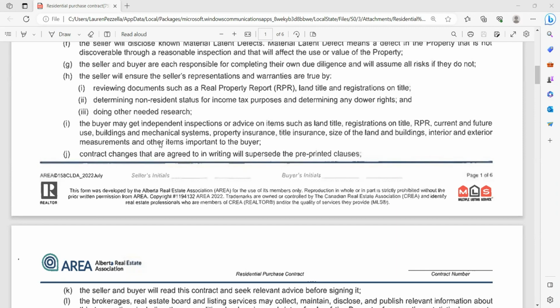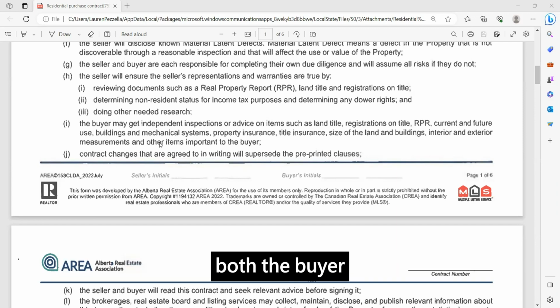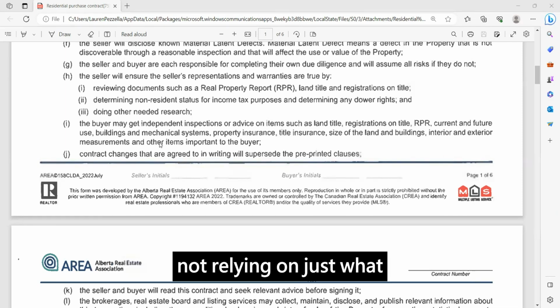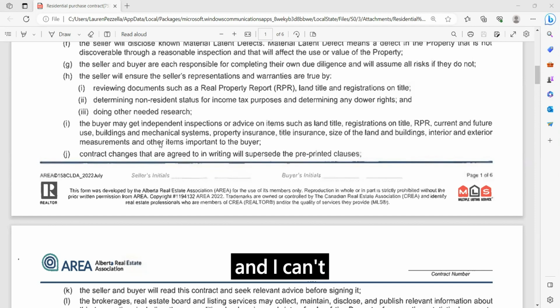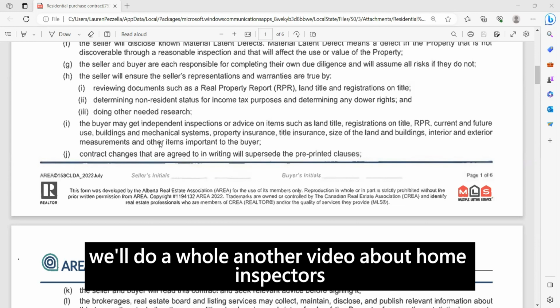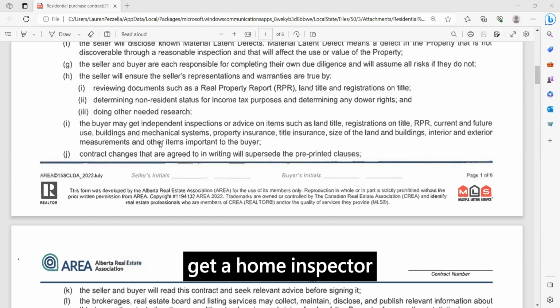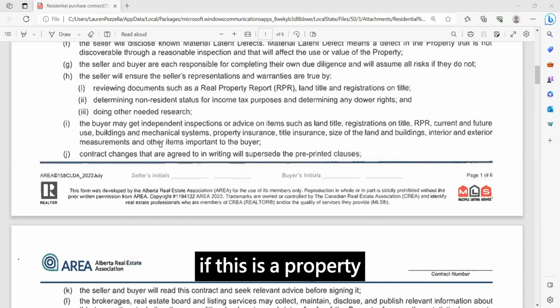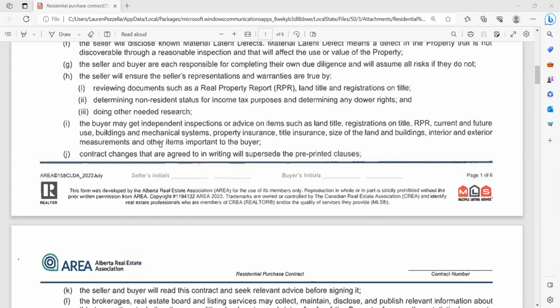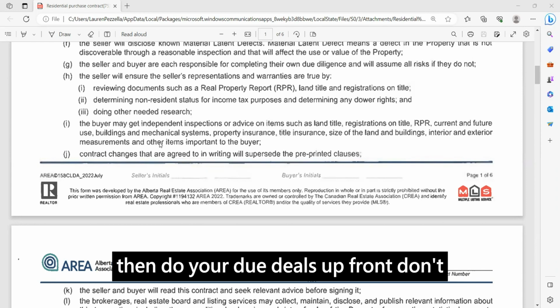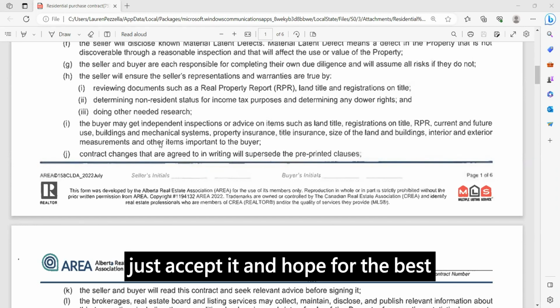But at the end of the day, what this is saying is that both the buyer and the seller are responsible for performing their own due diligence, hiring their own inspectors, not relying on just what the seller is telling them to do. And I can't emphasize that enough. Get a home inspector, and we'll do a whole other video about home inspectors because they have their own language, but get a home inspector, get a water inspection if you're in an acreage property, and get that information yourself. If this is a property you're spending hundreds of thousands on, and it's a property that you want to actually live in for a period of time, then do your due diligence up front. Don't just accept it and hope for the best.